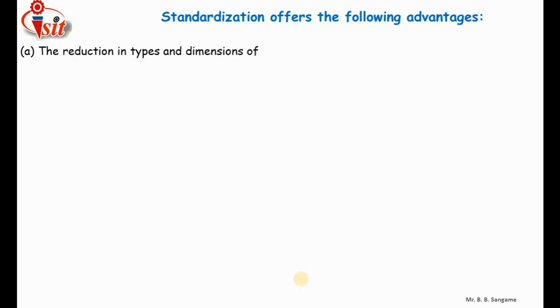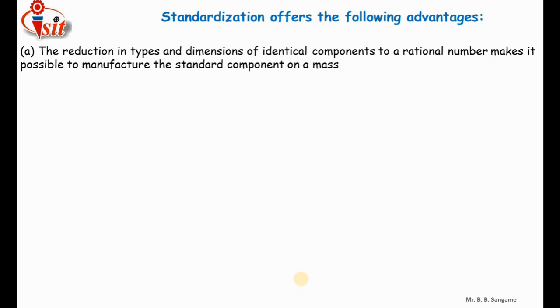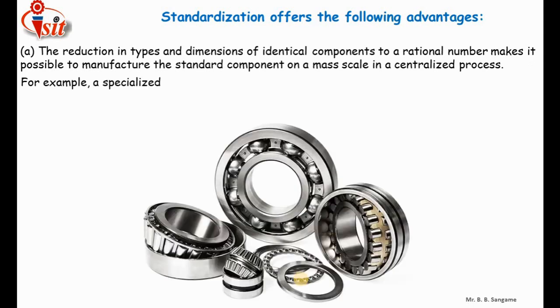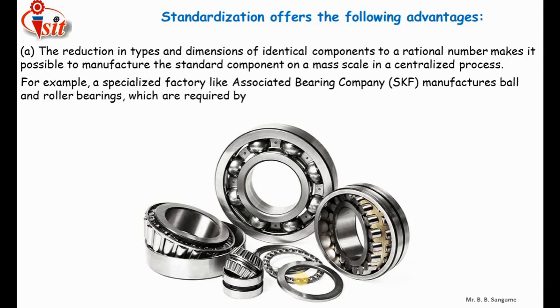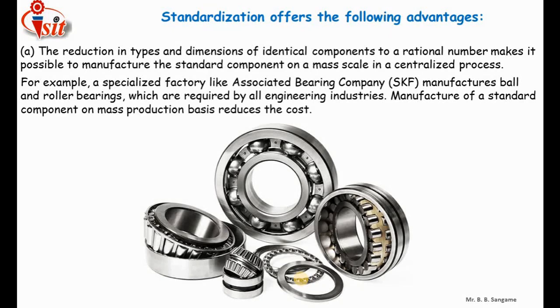The reduction in types and dimensions of identical components to a rational number makes it possible to manufacture the standard component on a mass scale in a centralized process. Here I am giving the example of bearings. A specialized factory like Associated Bearing Company or SKF manufactures ball and roller bearings which are required for all engineering industries. According to application, we can select what kind of bearing, whether ball bearing, roller bearing, hydrodynamic bearing or hydrostatic bearing.